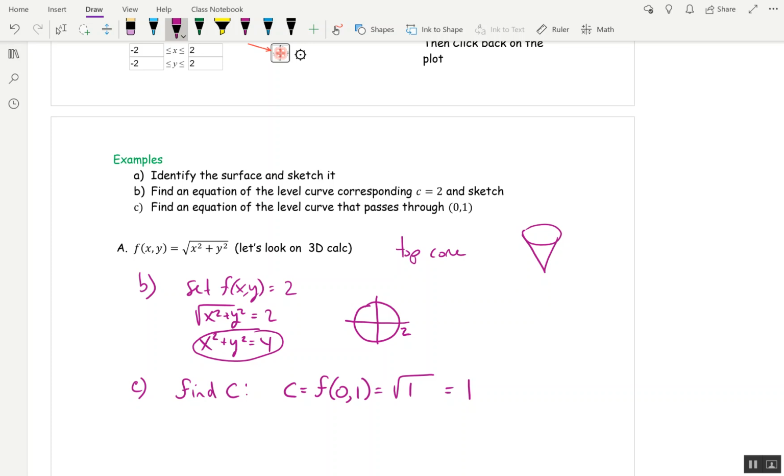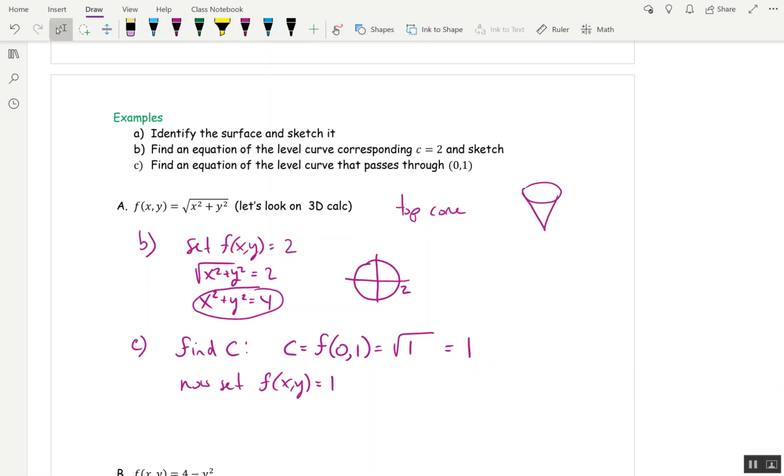And so we want to find all the points x, y where the surface has height 1. And so it's part 2. So now we're back to part B. We take f of x, y, and we set it equal to c, but c is 1. So that's square root of x squared plus y squared equals 1, or x squared plus y squared equals 1. Circle of radius 1. Okay, next one.